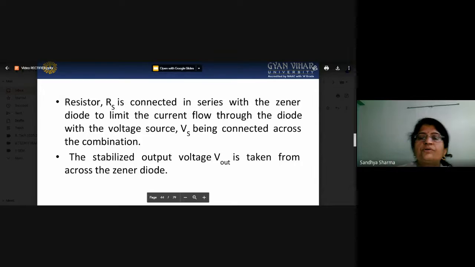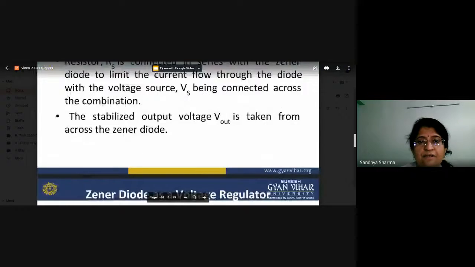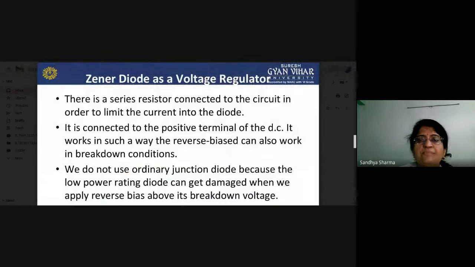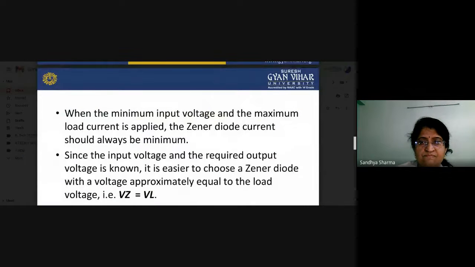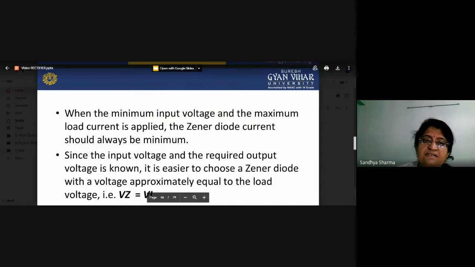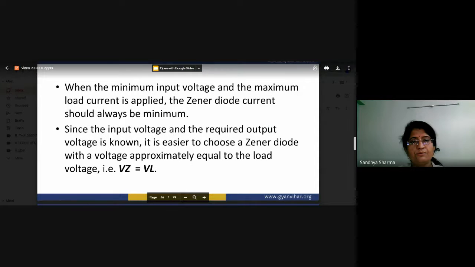If you take the output across the Zener diode, we will always receive a constant voltage across that diode. That is basically the idea. The same thing is here. We have to apply a series resistance in reverse bias conditions. In forward bias condition, our diode works as an ordinary diode. And when we apply the reverse voltage, it works in the voltage stabilization mode. So the same thing is here, Vz equal to VL, as I have told you.